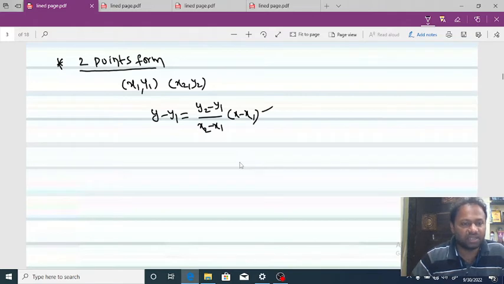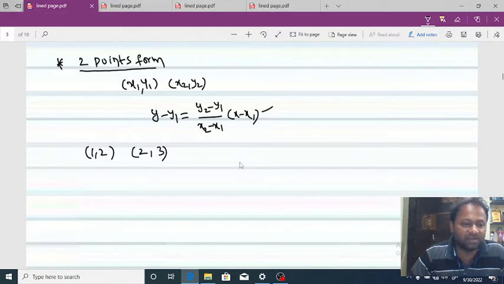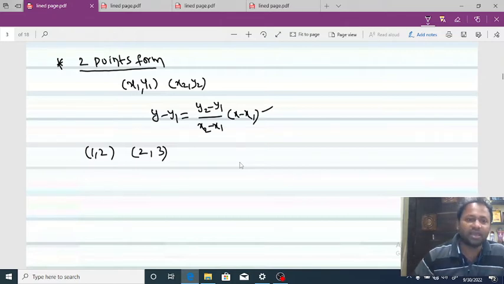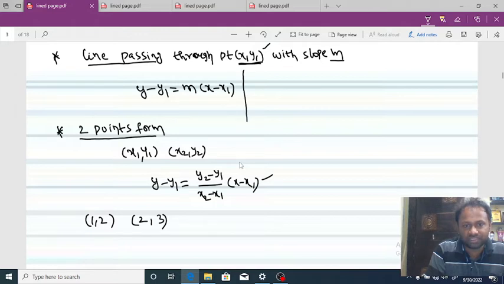Okay, we can take one example. What is the equation of the straight line passing through the points 1 comma 2 as well as 2 comma 3? If the question is given like this, how can we find the equation of the straight line passing through 2 points? Before that, I will do one problem based on the first one.